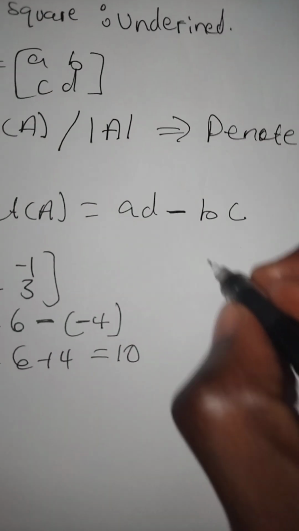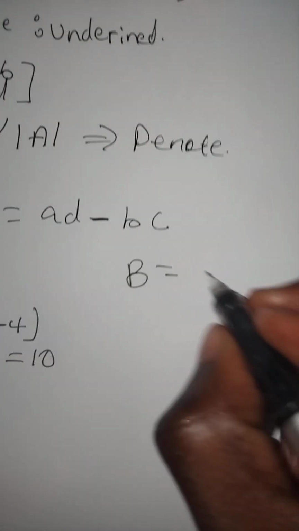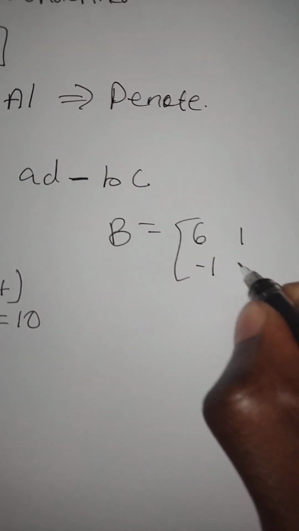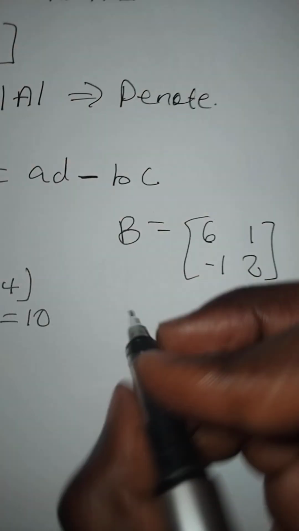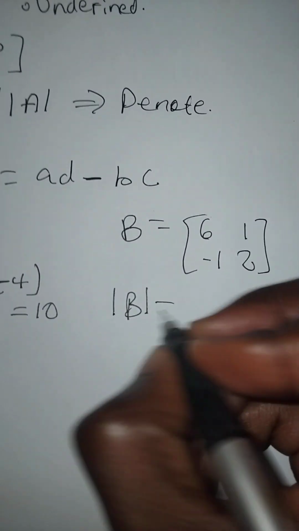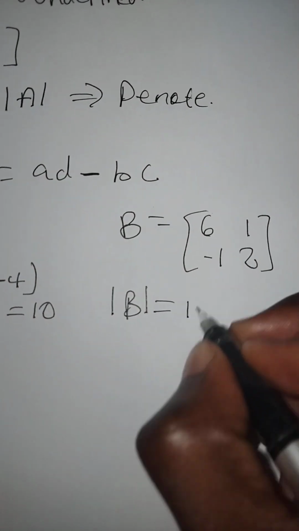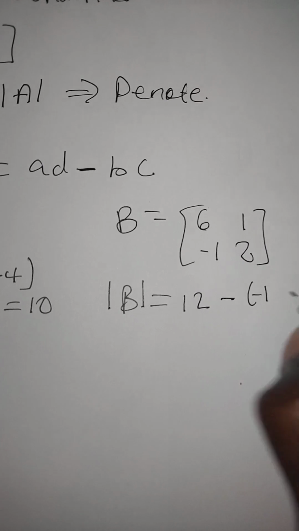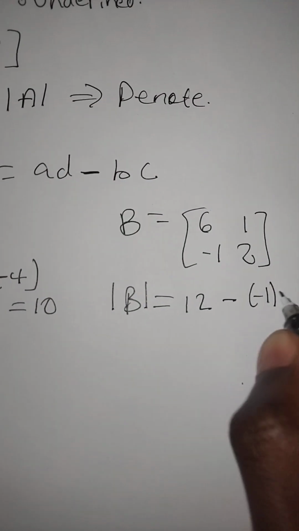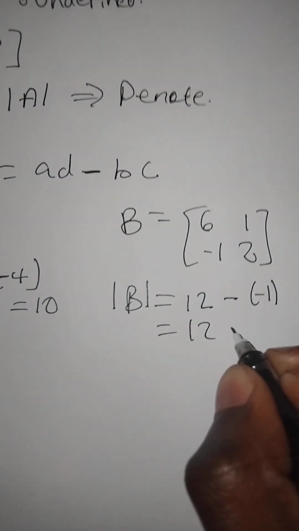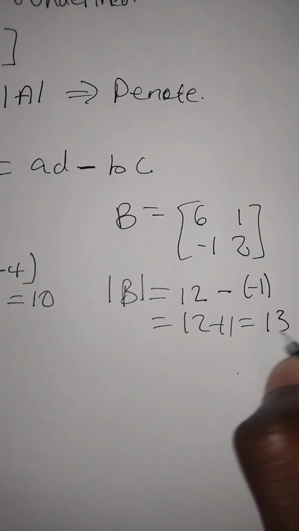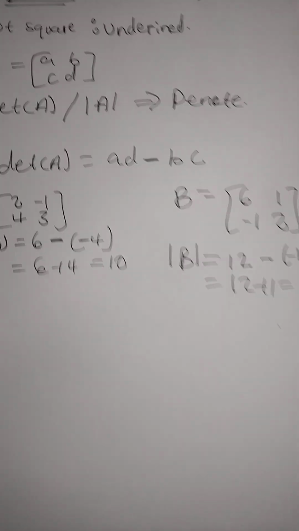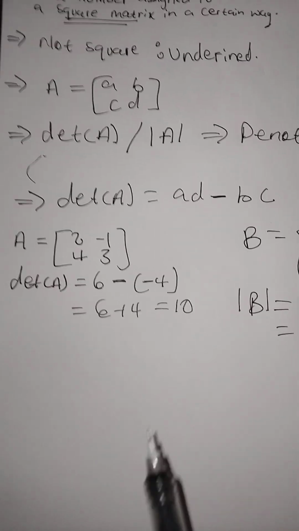Okay, so let's look at another example. Let's suppose you have a matrix B with entries 6, 1, -1, 2. The determinant of that matrix will be 6 by 2, which is 12, minus -1 by 1, which is -1. So minus -1 gives us 12 plus 1, which is 13. So the determinant of matrix B is 13. You can see that finding the determinant of a 2 by 2 matrix is pretty easy.